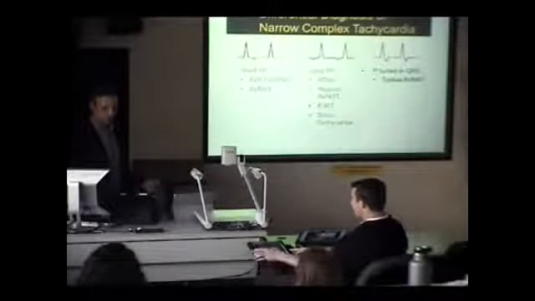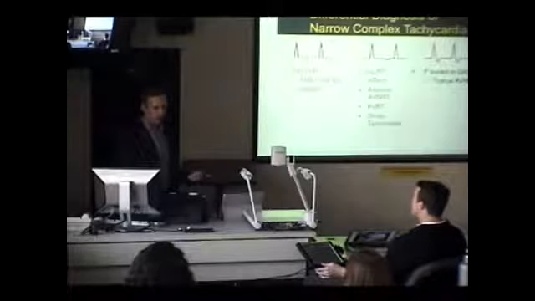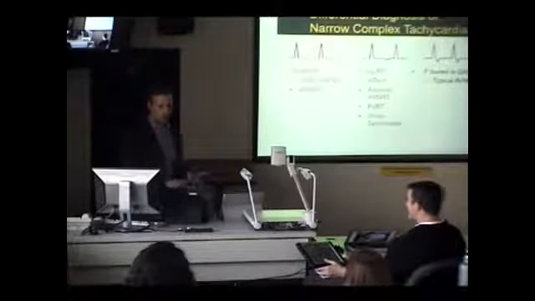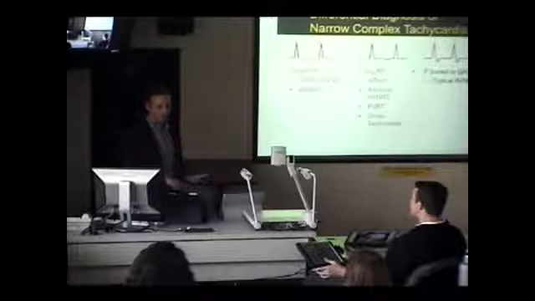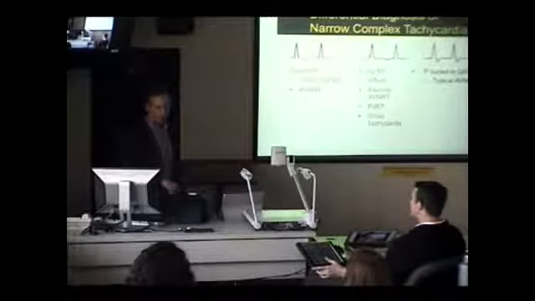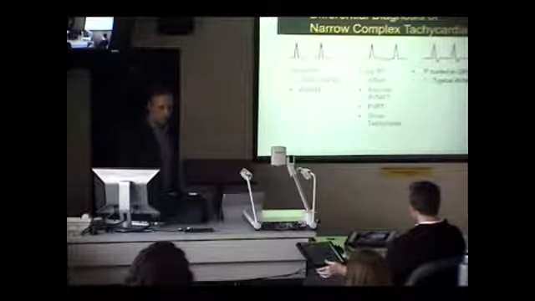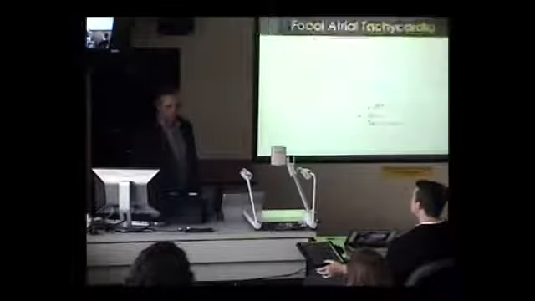So the short RP interval is typically AV-NRT and possibly AVRT. Long RP: atrial tachycardia, atypical AV-NRT, PJRT, and sinus tachycardia. And then if you don't see a P wave, it's almost always typical AV node reentry in narrow complex tachycardia.